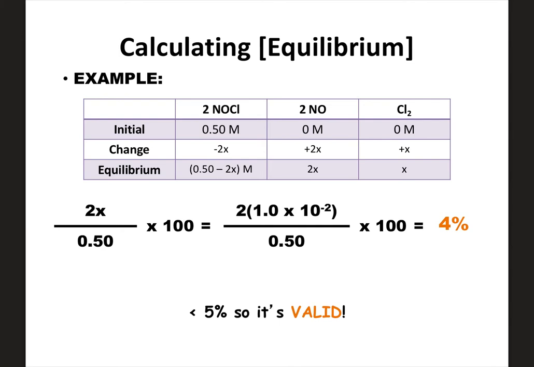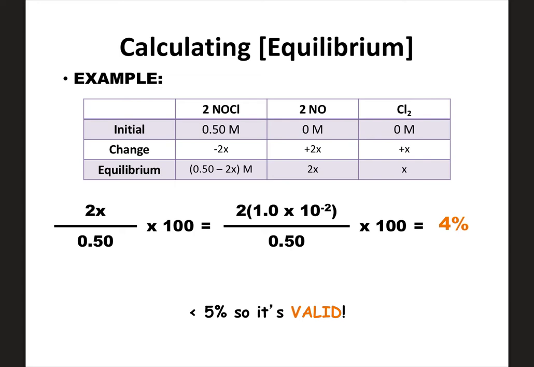So our change in concentration here was 2x. That's essentially what we canceled out. That's what we kind of approximated in the problem. Over the initial concentration was 0.5 times 100 here. So we plug in what we got for x. When we do the math, it comes out to be 4%. So it's less than 5%. So this was valid. We were able to do this.